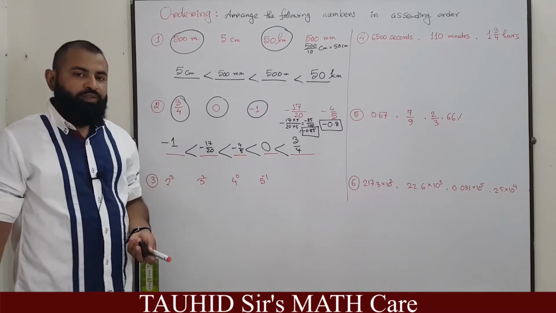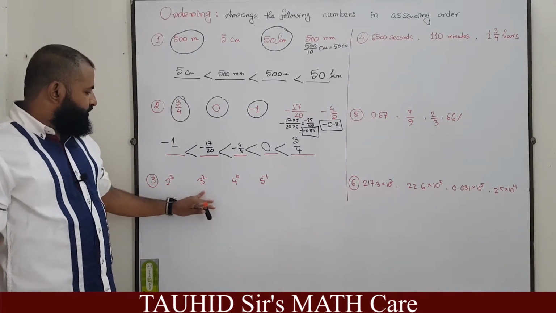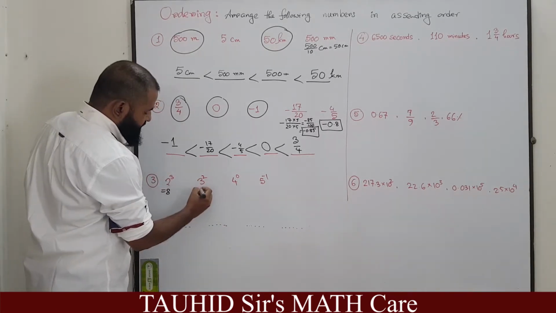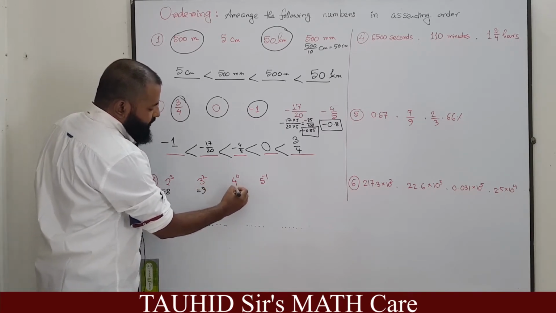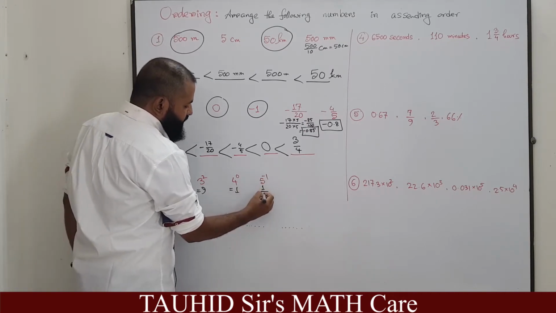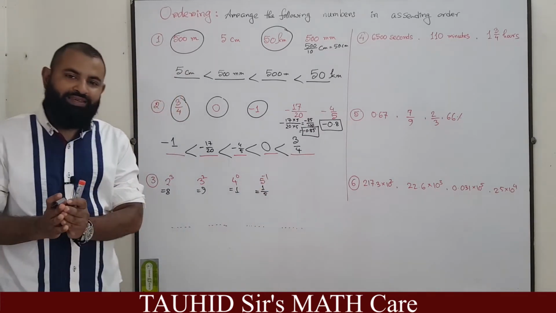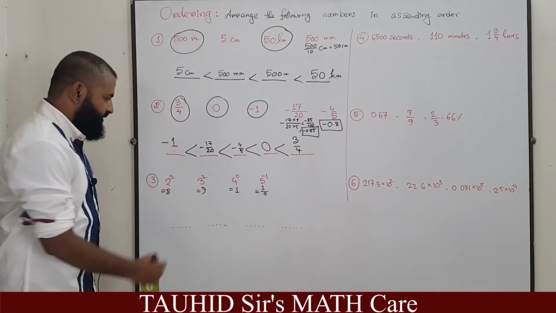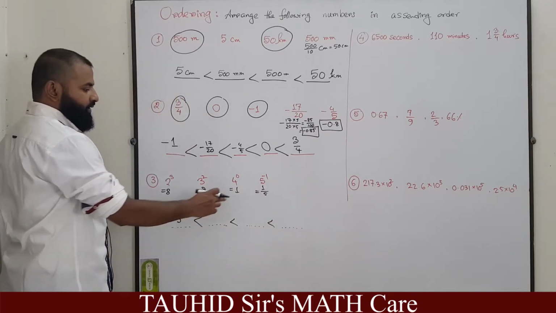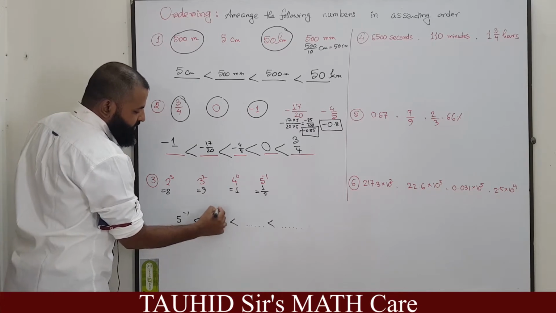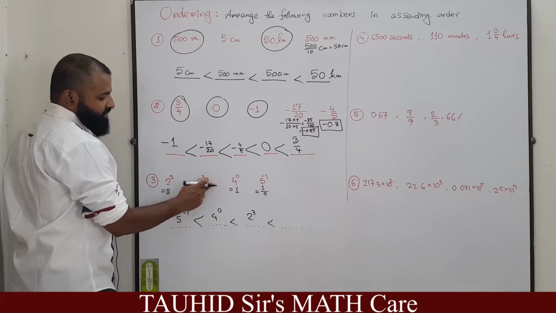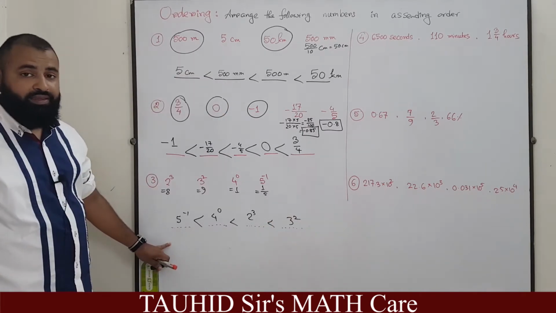We solved 2 of the problems. Now the third problem: 2 cube, 3 square, 4 to the power 0, 5 to the power -1. This is very easy. 2 cube means 8. 3 square means 9. 4 to the power 0, anything to the power 0 is 1. And 5 to the power -1 means 1 by 5. So which one is the smallest? You can clearly see that 1 by 5 is the smallest. That means 5 inverse is the smallest. Then 1, that means 4 to the power 0, then 8, 2 cube, and finally 9. This is the greatest, 3 square. This is the answer of the third question.